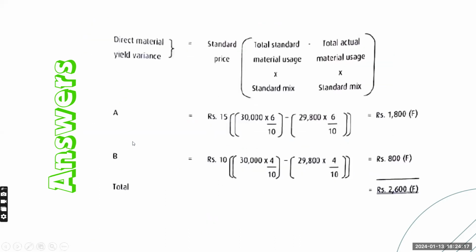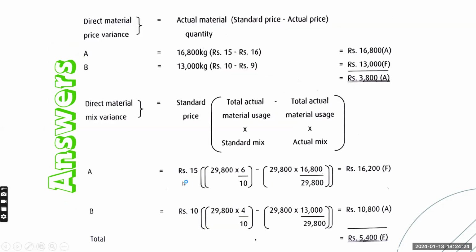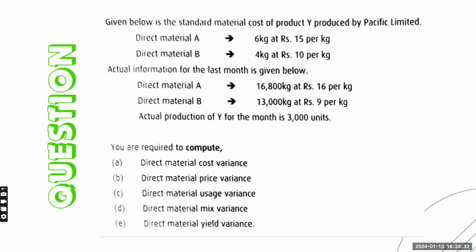Next, the other stuff you know how to calculate, material price variance, quantity variance or cost variance. Now let's go to today's lesson. That is material mix variance. How do we get the mix? Standard price, you know, for both materials there are two, 15 and 10.